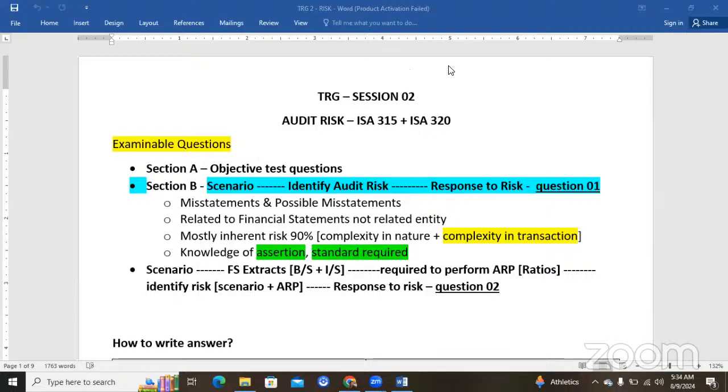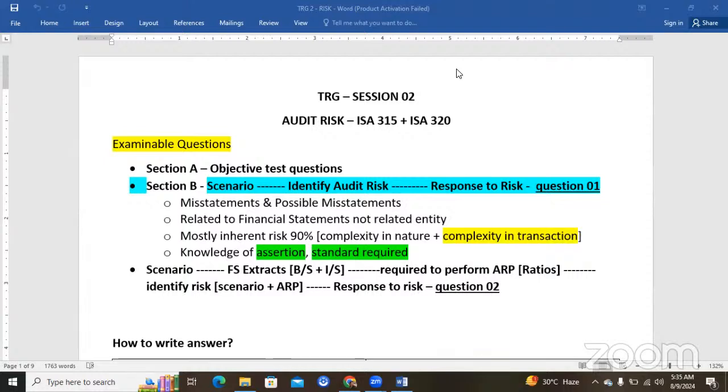If I take this concept called audit risk, it's definitely tested in your exams. It can be tested for 20 marks minimum, and from 20 marks up to a maximum of 30 marks also. After the class, I'll share both the risk TRG questions and the answers in the group. Some past papers tested it for 30 marks also.